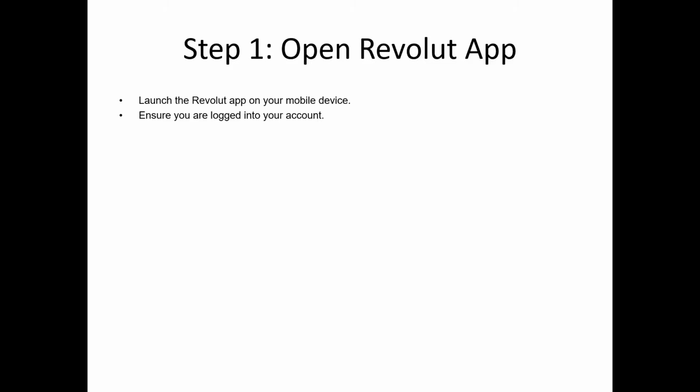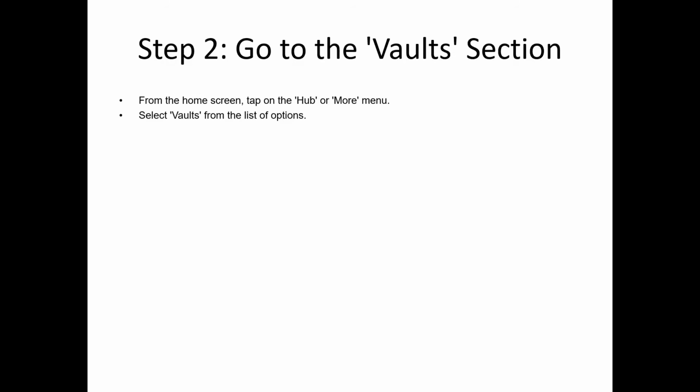First, launch the Revolut app on your mobile device. Make sure you are logged into your account so you can access all the features. From the home screen, tap on the Hub or More menu, depending on your app version. Then, select Vaults from the list of available options.